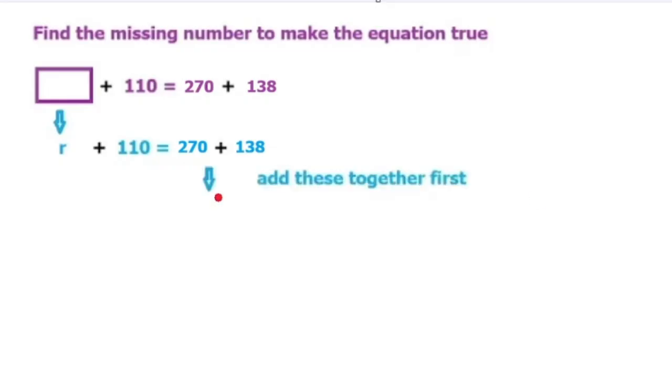The next step is to add these together first, okay? So we add these ones together and we can rewrite the equation r plus 110 equals 408. So when we add these two, the answer is 408.